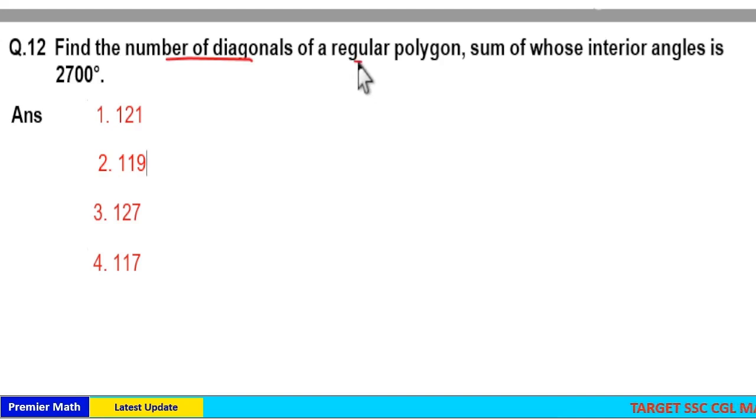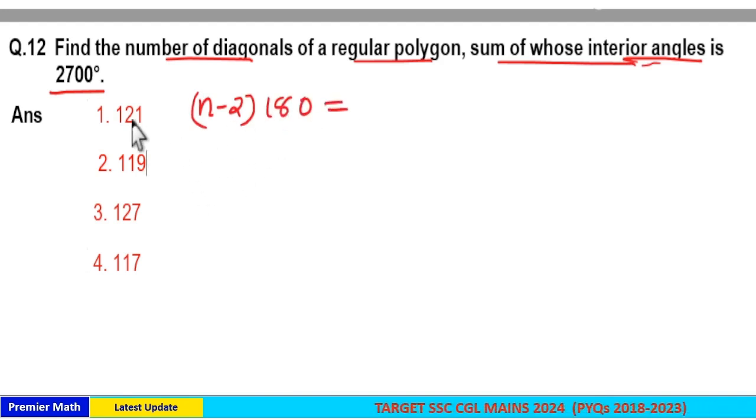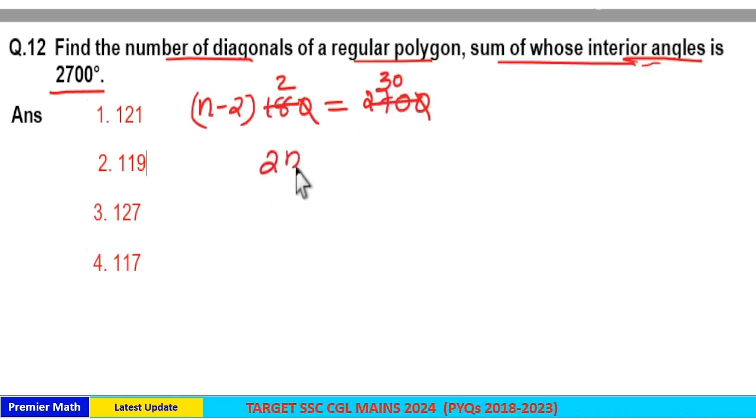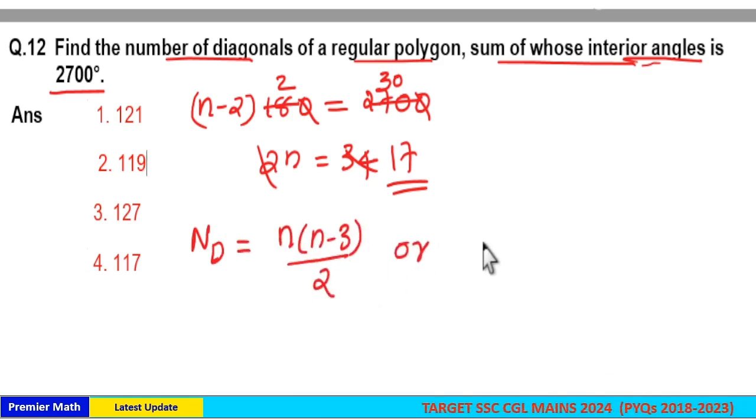Find the number of diagonals of a regular polygon, the sum of whose interior angles is 2700. Here, the sum of interior angles formula is (n minus 2) into 180, which is equal to 2700. Now 0 cancel, 9 goes 2 times in 18, 30 times in 270. So 2n minus 4 is equal to 30, which means 2n is equal to 30 plus 4, 34. Then n is equal to 17. So the number of sides of this regular polygon is equal to 17.